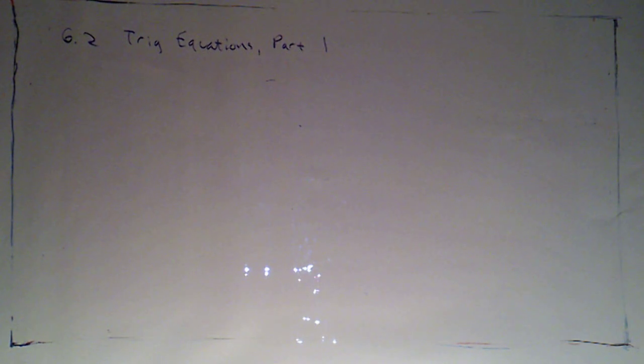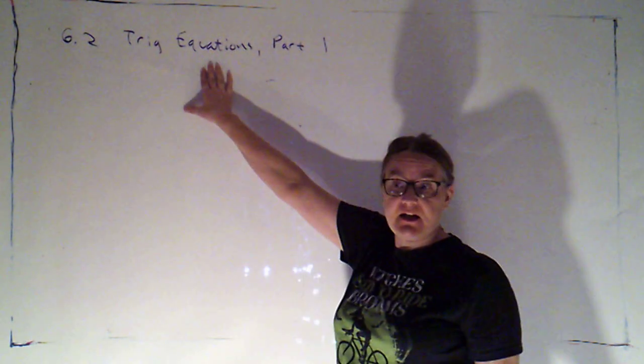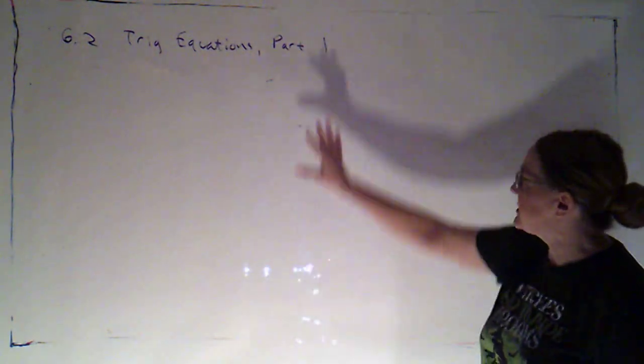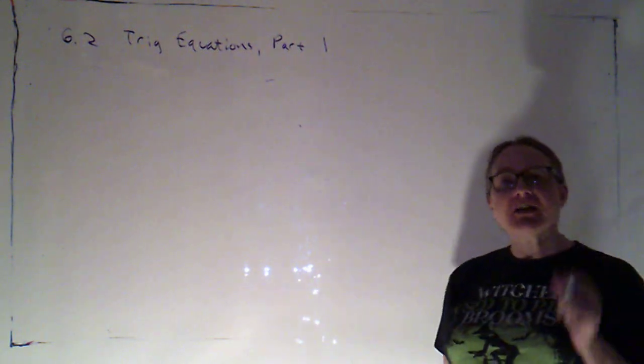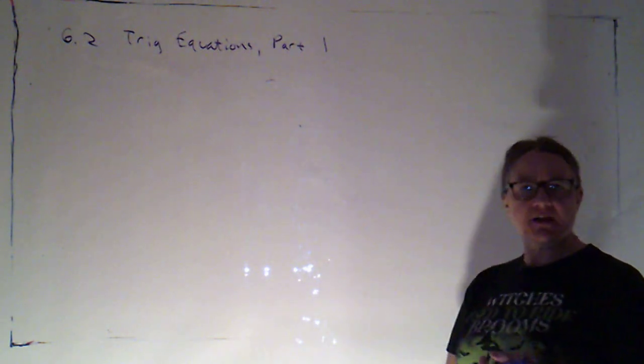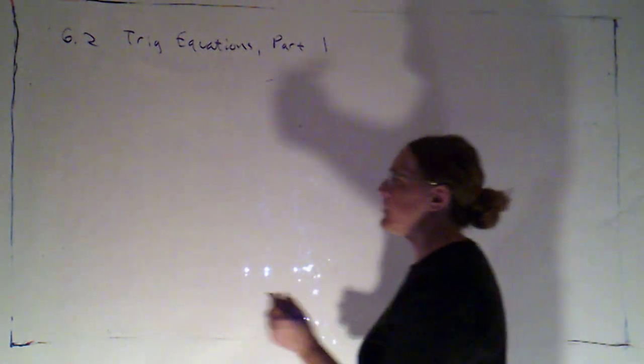Okay, both sections 6.2 and 6.3 deal with solving trig equations. And 6.2 is just called part 1. Okay, so I'm going to start with some sorts of trig equations that we've actually solved before. I'm just going to work in radians.